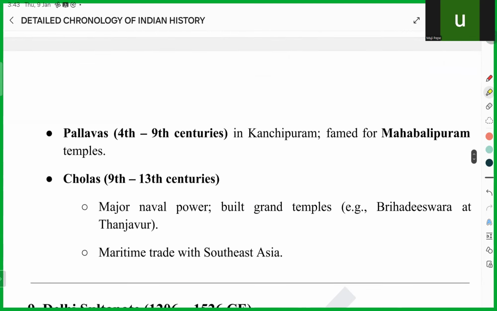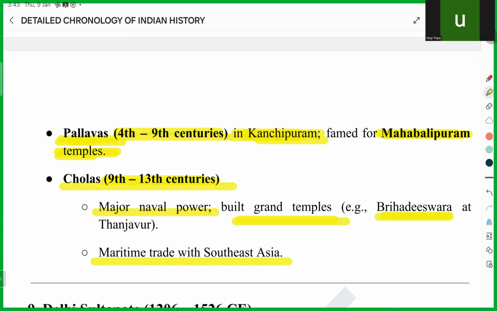And then came the Pallavas. Pallavas were there from the 4th to 9th century in Kanchipuram, and they were famous for the Mahabalipuram temples. Then the Cholas, they were 9th to 13th century. So they were the major naval power. Raja Chola, Rajendra Chola के बारे में आप लोगों ने सुना होगा. You must have heard about Raja Chola and Rajendra Chola. And they built grand temples, including the Brihadeshwara. And they were famous for their trade with Southeast Asia, especially the Sri Vijaya Kingdom of Indonesia.